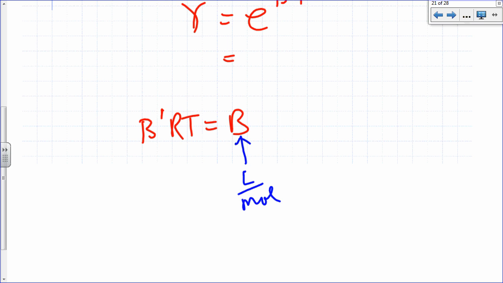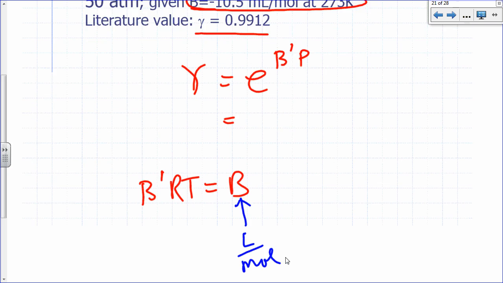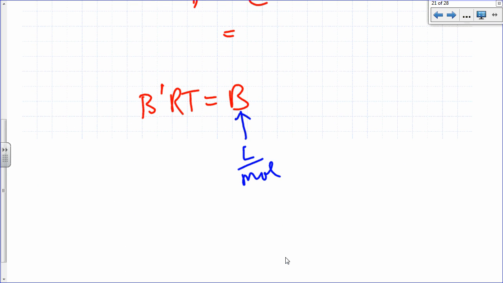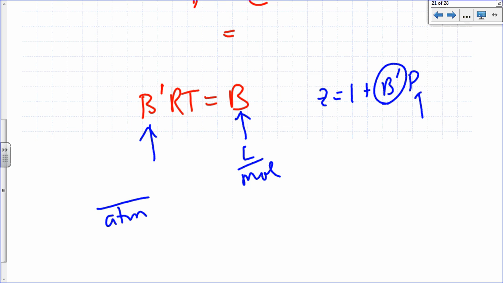Or in this case, you're given the value in milliliters per mole. And then B prime is per atmosphere. How do you know it's per atmosphere? Because Z is unitless, 1 plus B prime P. So if the unit of P is atmospheres, then the unit for B prime is reciprocal atmosphere, so that's 1 over atmosphere.